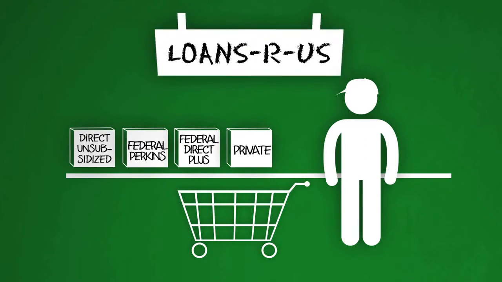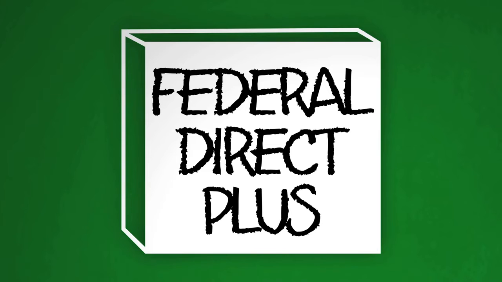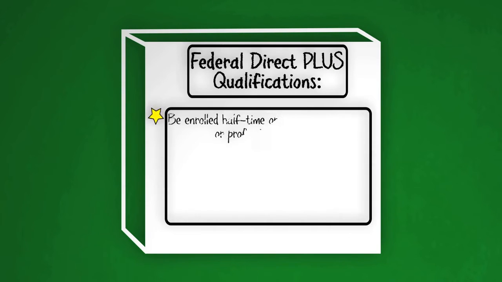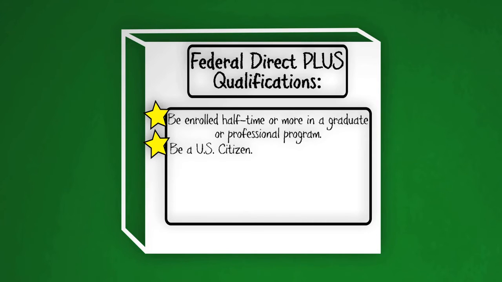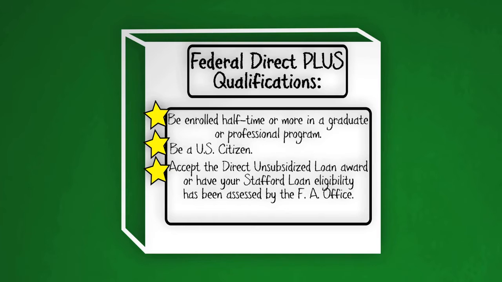Another option would be to apply for a Federal Direct PLUS loan. Remember, only apply for what you need. Before accepting these, make sure you absolutely need them in order to complete school. In order to be eligible for a Direct PLUS loan, you must be enrolled at least half-time or more in a graduate or professional program, be a U.S. citizen, and have already accepted the direct unsubsidized loan awarded to you for that year, or your Stafford loan eligibility has been assessed by the financial aid office.